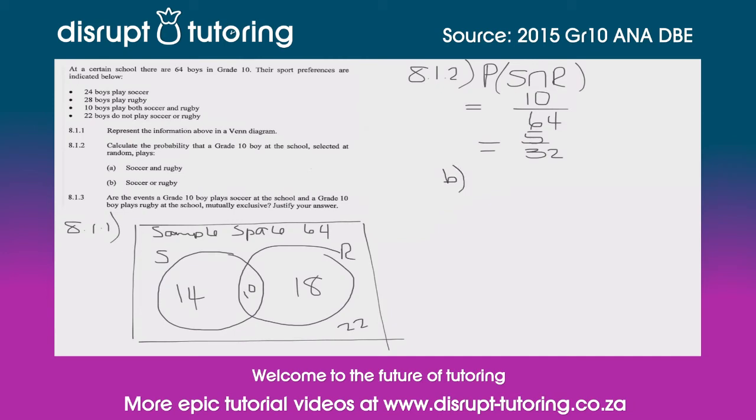8.1.2b. For B, they've asked us for the probability that they play soccer or rugby. In this case, how would we do that? There are 2 ways. We could look at the whole sample space minus the 22 boys that don't play anything, or we could just add up all of the numbers in the circles. All of the numbers in the circles would give us 14 plus 10 plus 18. So let's write that out.